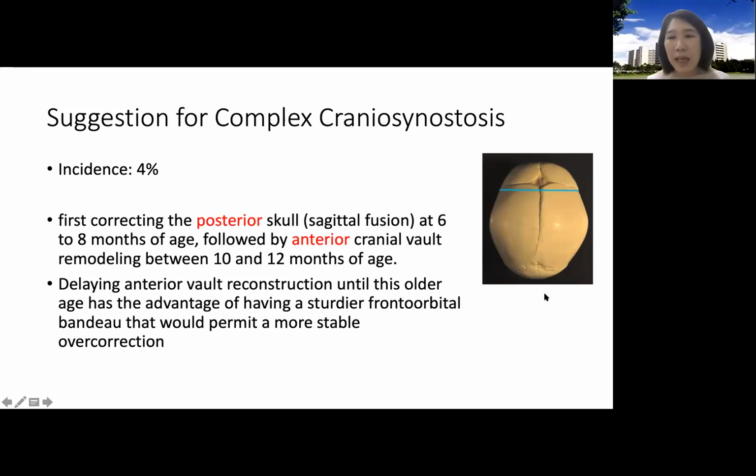He decided to do the surgery according to this line behind the coronal suture. If it involves the posterior part, you should do the posterior skull at the age of 6 to 8 months. If it involves the anterior vault, you should do the FOA between the age of 10 to 12 months.